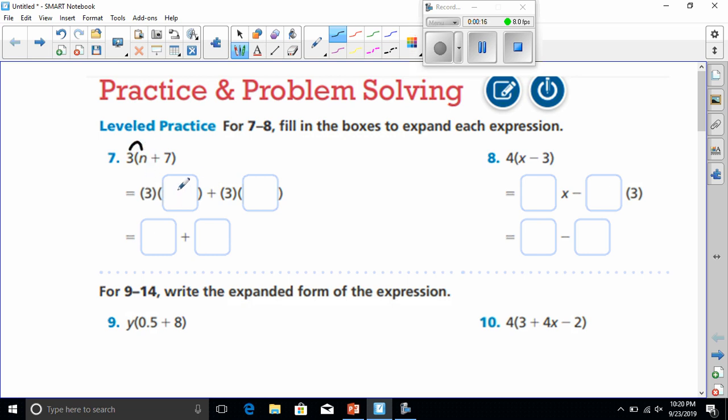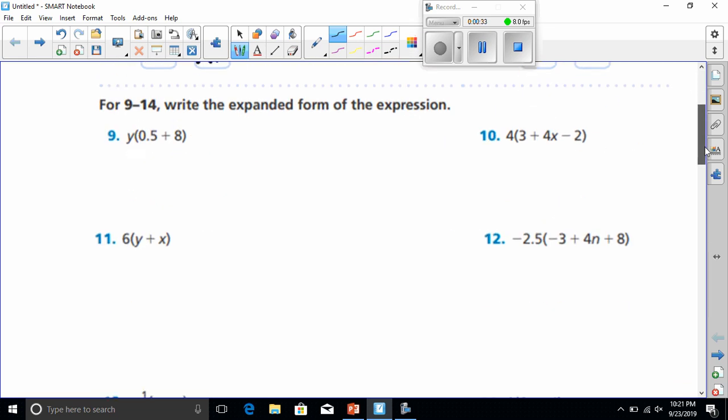3 times n will be our first one, and then 3 times positive 7. And 3 times n is 3n, and 3 times 7 is 21. So that's a pretty easy beginning. Let's go to number 9 now.